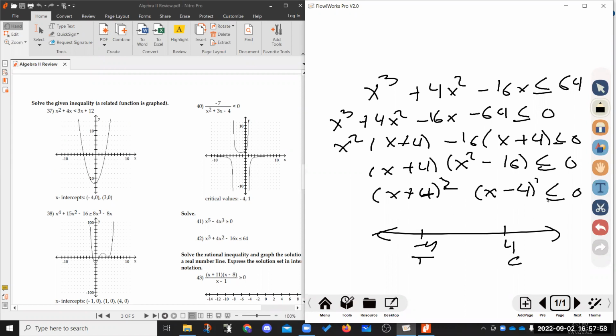So we're going to start over here on the right-hand side where everything is positive. It's going to change sign when it crosses. It's not going to change sign when it touches. I want where it's less than or equal to 0. So that's going to be everything from -infinity to 4.